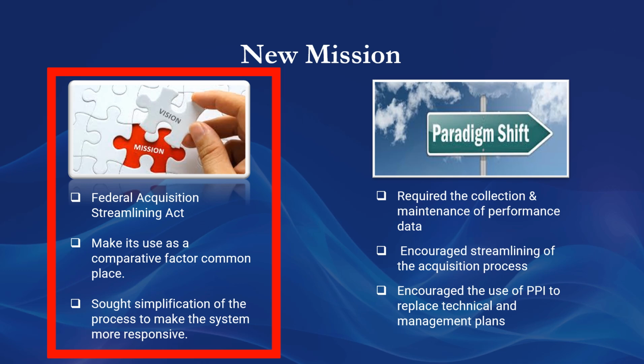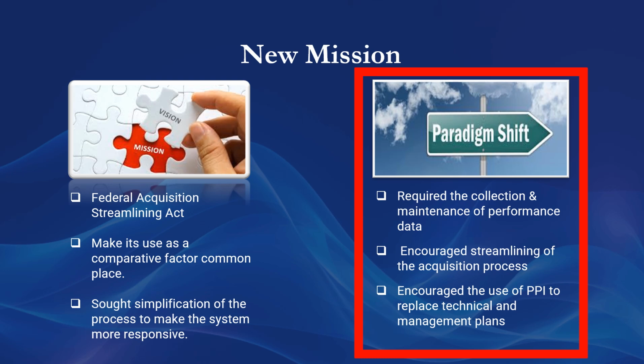Congress passed the Federal Acquisition Streamlining Act, FASA, of 1994. Among other things, its goals would make the use of the past performance evaluation factor in comparative assessments common, and simplify the acquisition process to make it more responsive to customers. Specifically, FASA required the government: 1. To collect and maintain accurate and relevant contractor performance data for source selection decision-making. 2. Encourage streamlining of the acquisition process by 3. Using past performance information in lieu of voluminous technical and management plans.